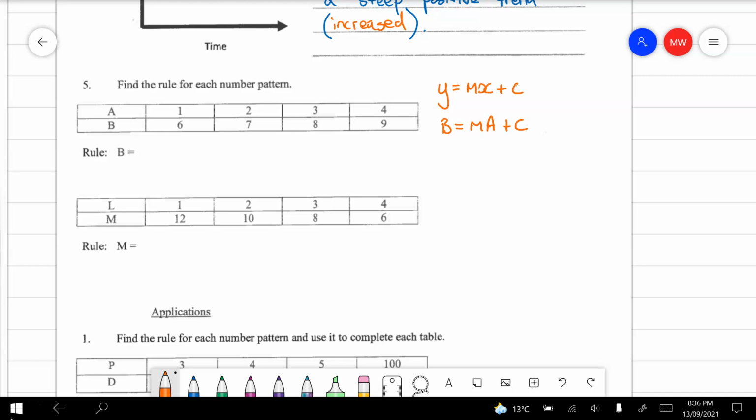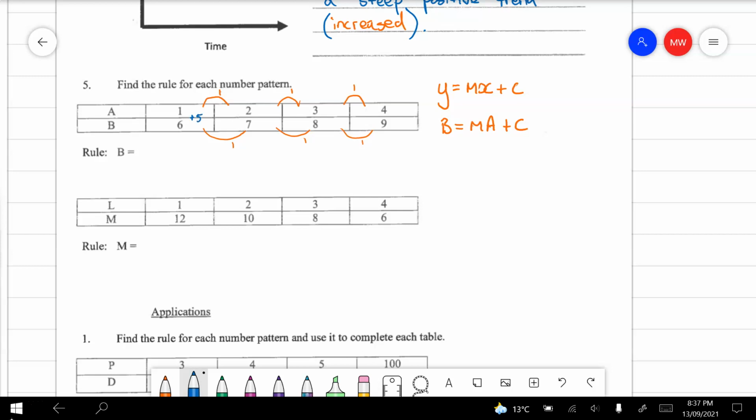Now, I'm getting ahead of you a little bit because you usually don't learn a lot about this until year 9, but for those who are learning about this, this will help. For everybody else, what I'm doing here is I'm noticing that I've got a jump of 1 each time. So let's just have a look at the relationship between A and B. In the first one, I notice that I need to add 5 to get from A to B.